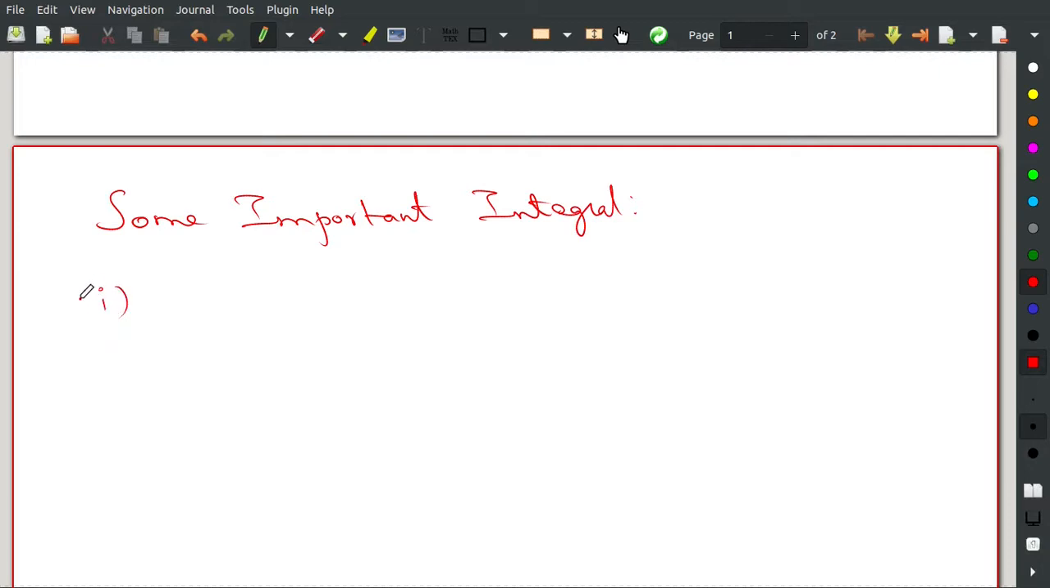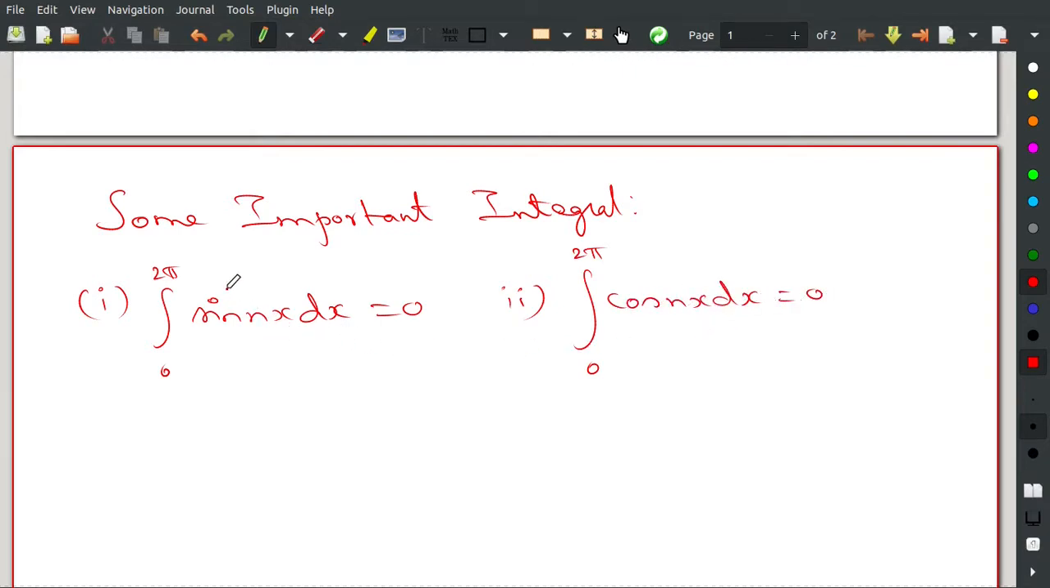So the first one is the integral from 0 to 2 pi. Remember the limit is from 0 to 2 pi; the time period is 2 pi here. In all of Fourier series, the period is assumed to be 2 pi. So integral 0 to 2 pi of sin nx dx is 0. And the second is integral 0 to 2 pi of cos nx dx equals 0. Whenever you encounter this integral, you can directly write it as 0 because it is already worked out to be 0.